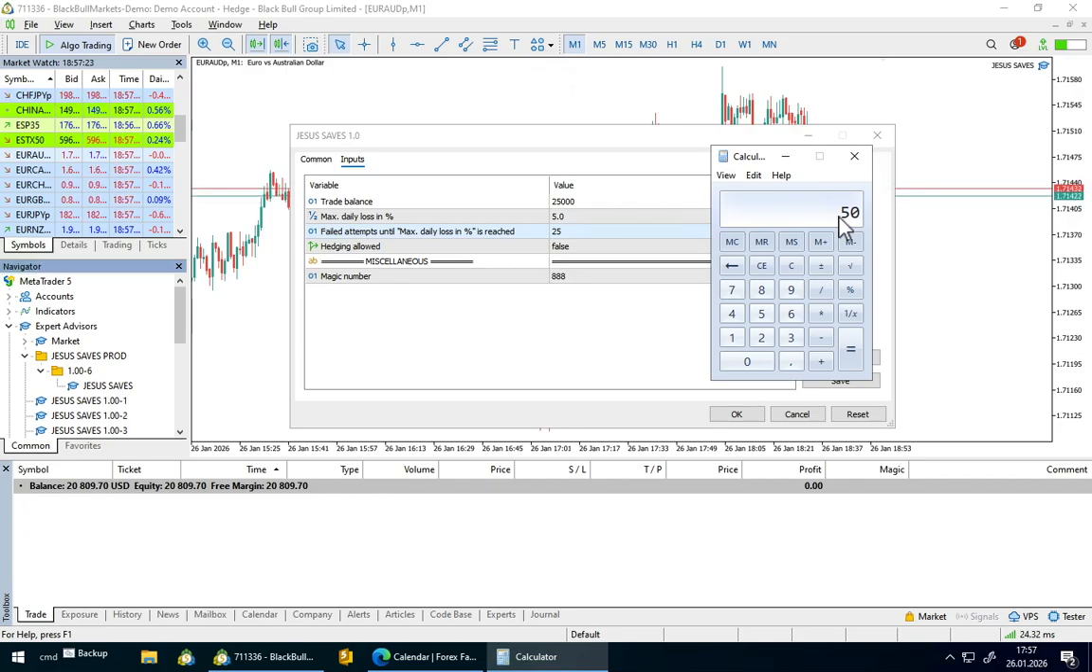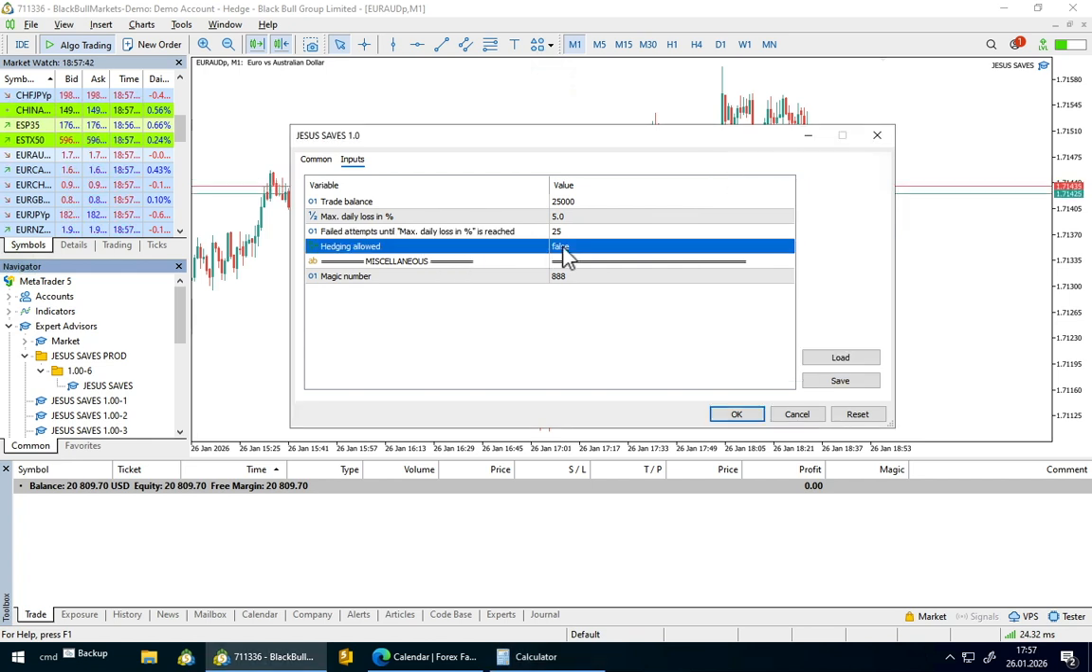So you have 25 chances in a row. You have to lose 25 times in a row until you reach your maximum daily loss. I think this is maybe hard work to get there. Hedging allowed, false and true. It's so simple, I don't know what to explain more.